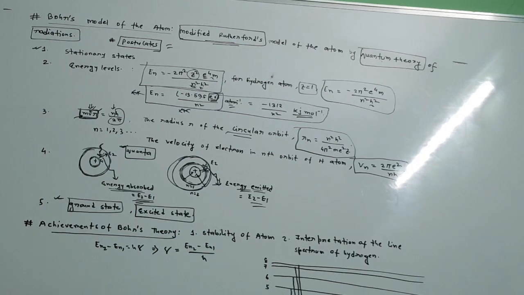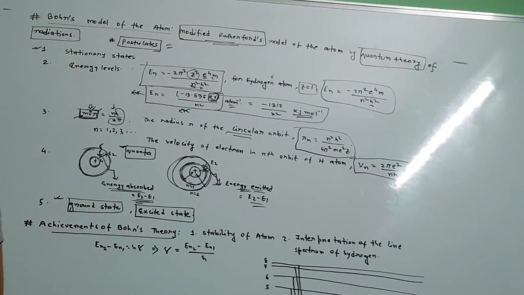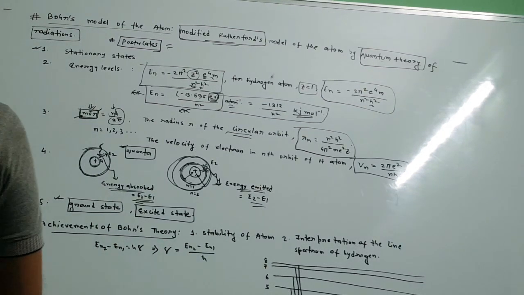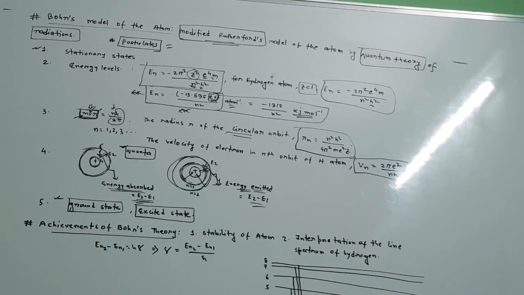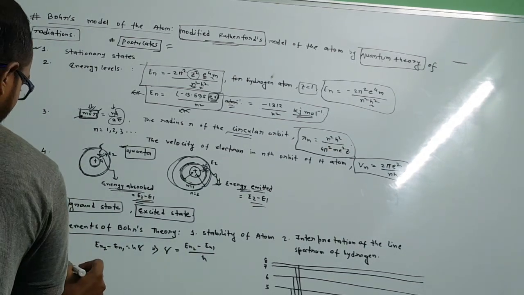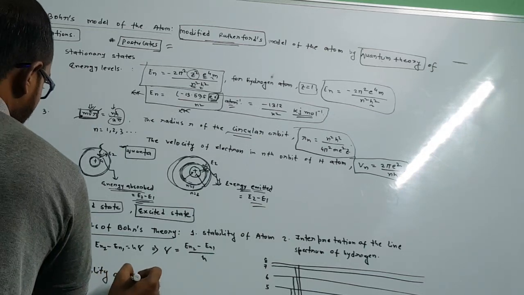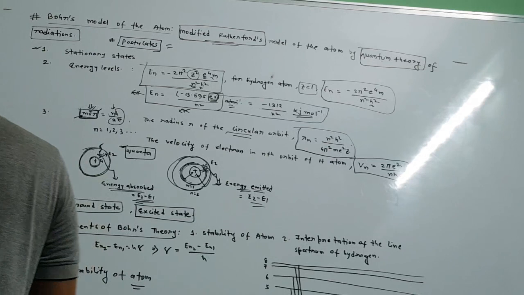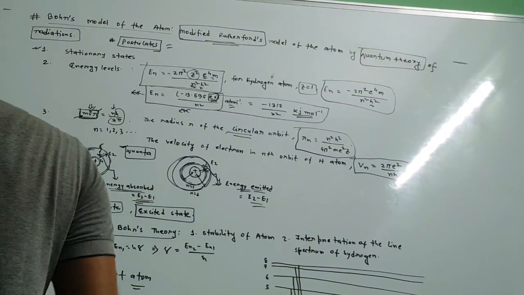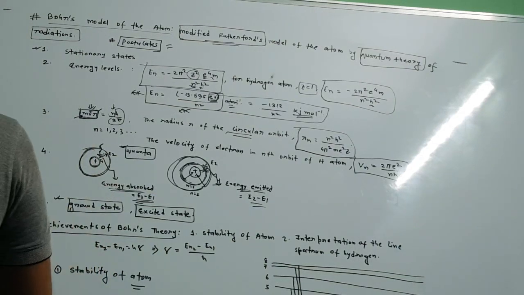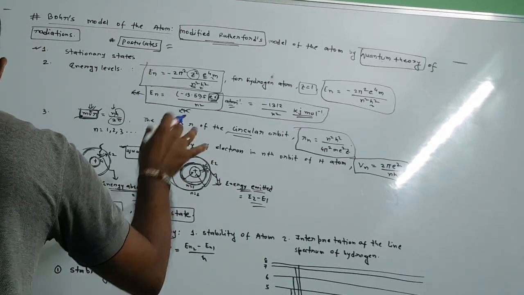Moving forward to the achievements, the first achievement we can find from Bohr's postulates is the stability of the atom. According to Bohr, the electron does not lose energy as long as it revolves in a particular orbit. When the electron revolves in a particular orbit, it does not lose energy.